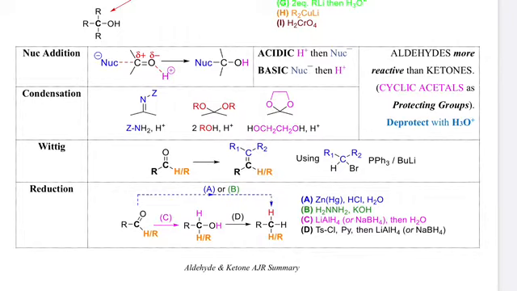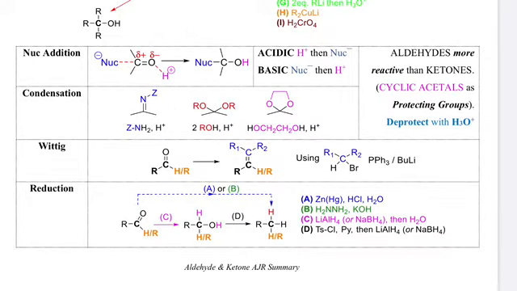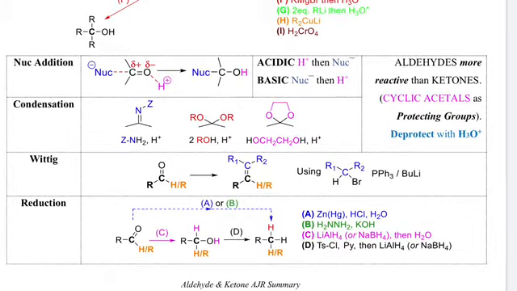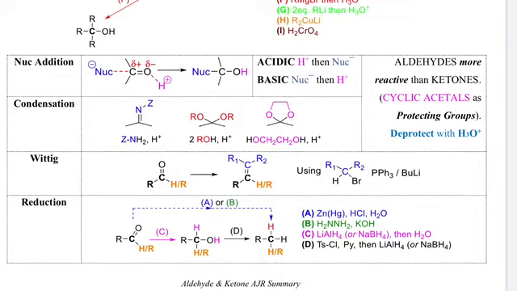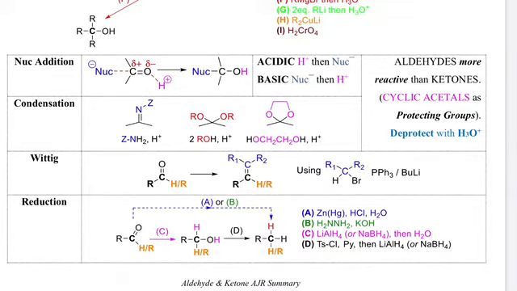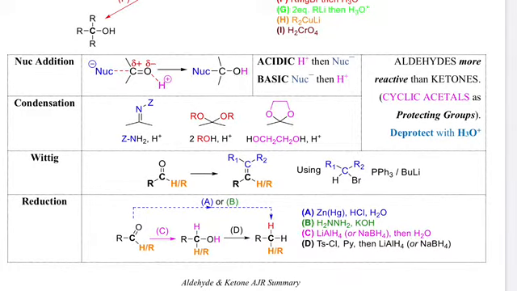Then we add acid to protonate the O-, and we also need to convert our cyclic acetal back to an aldehyde. We do that with H3O+. So you will see in the top right-hand corner, we're now back on the summary page where it says aldehydes more reactive than ketones. And then in pink, cyclic acetals as protecting groups.